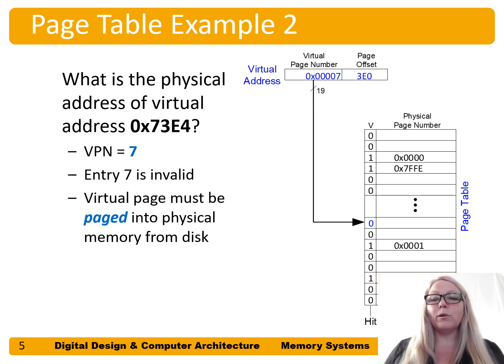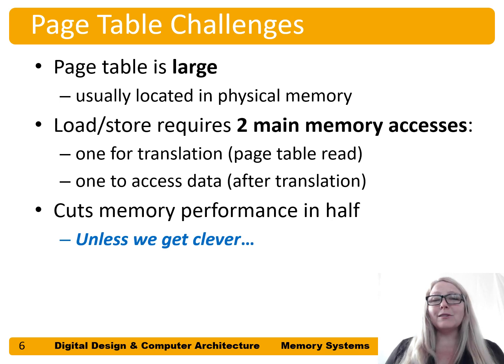So the term we use for pulling this page into physical memory is called paging, or sometimes called swapping, when it has to swap out another page. The page table is really large, and it's usually located in physical memory because it's so large. So a load or store requires not just one memory access, but 2 memory accesses. One to read the page table, to do the translation from virtual to physical memory, and one to actually access the data once it gets the physical memory address. So this cuts memory performance in half, unless we get a little bit clever.